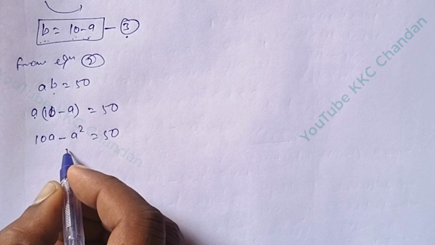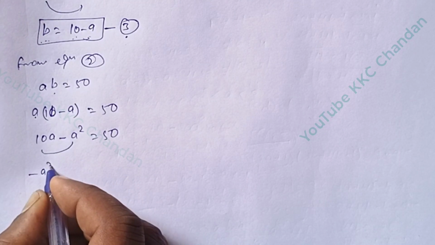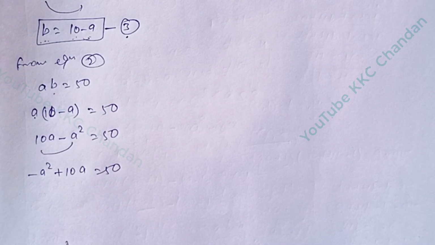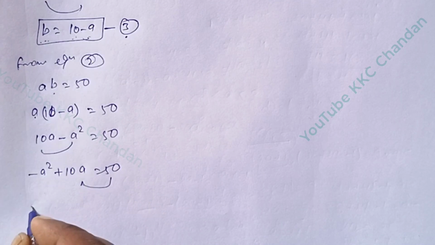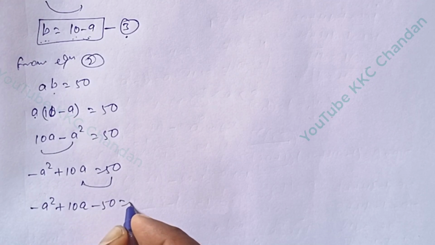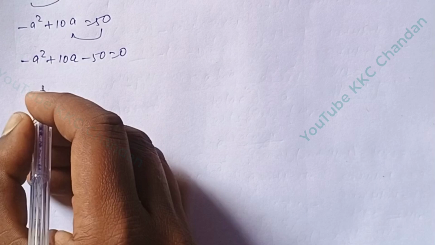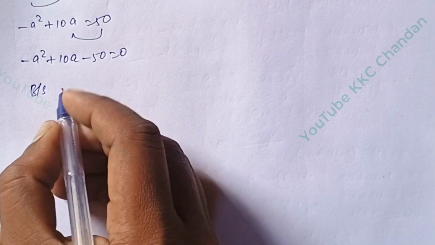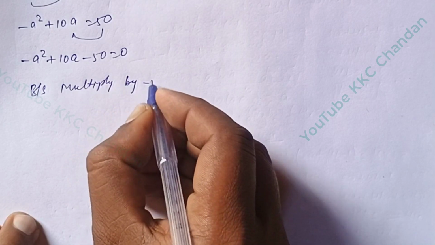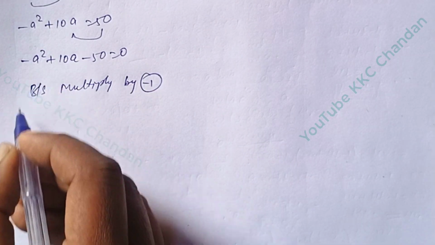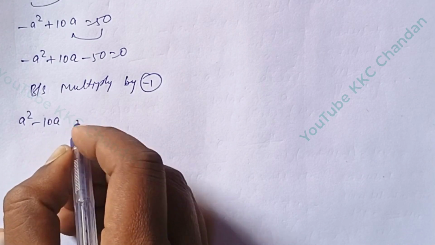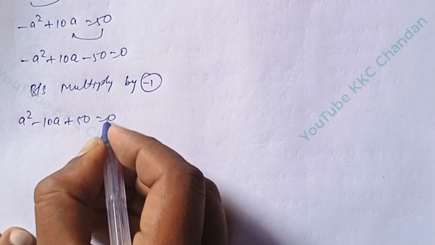Next step, this comes first: minus a square plus 10a is equal to 50. This 50 comes to this side: minus a square plus 10a minus 50 is equal to 0. Multiply both sides by minus 1. The equation will be a square minus 10a plus 50 is equal to 0.